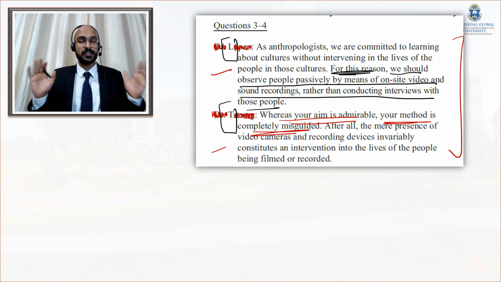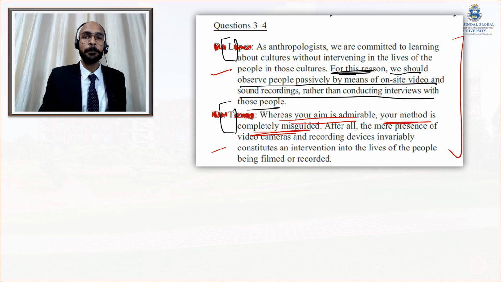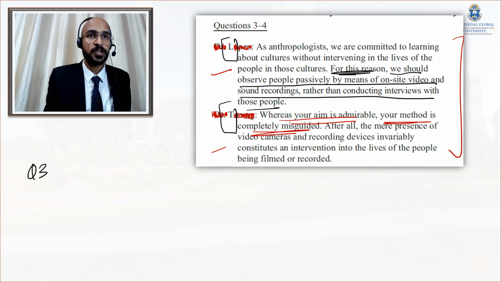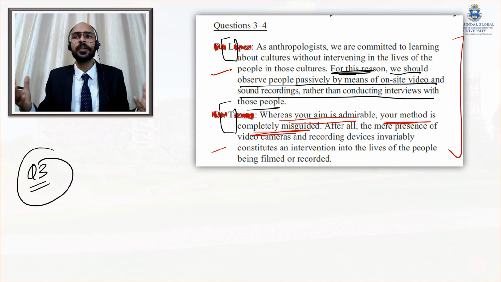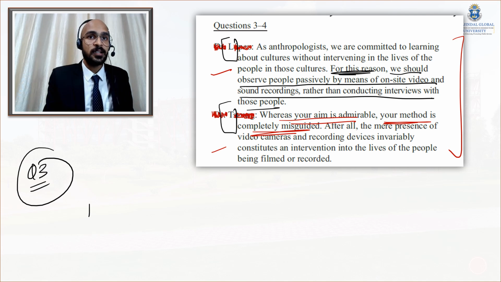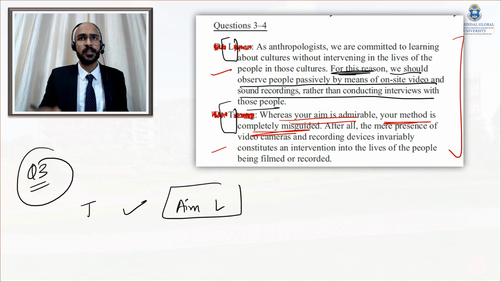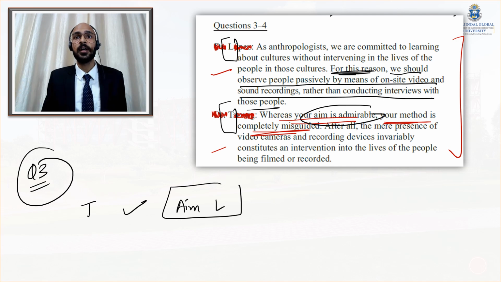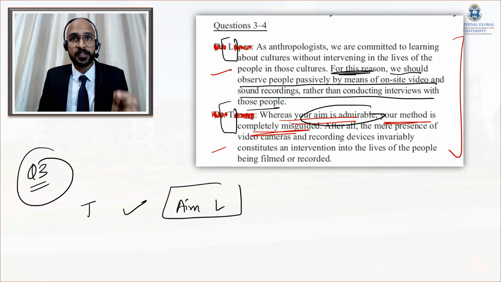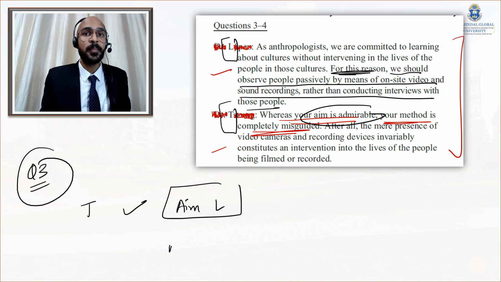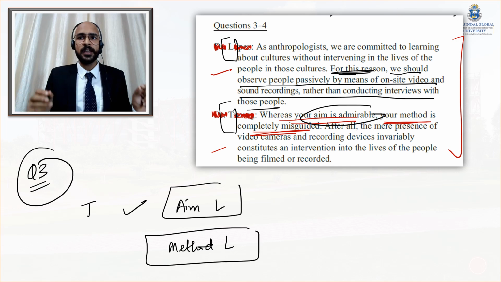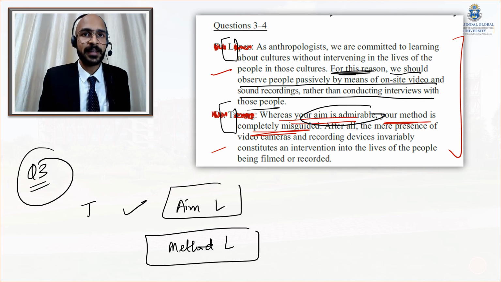This is very important. This line gives us a lot of details. If you remember, question number 3 was asking us as to what the point of issue is, which means where is the disagreement. As you can see, T agrees with the aim of L. So if L has suggested an aim, he agrees with it because he says the aim is admirable. However, there is some disagreement as far as the method of L is concerned. I hope you understand this point. The difference lies in the method that L has.